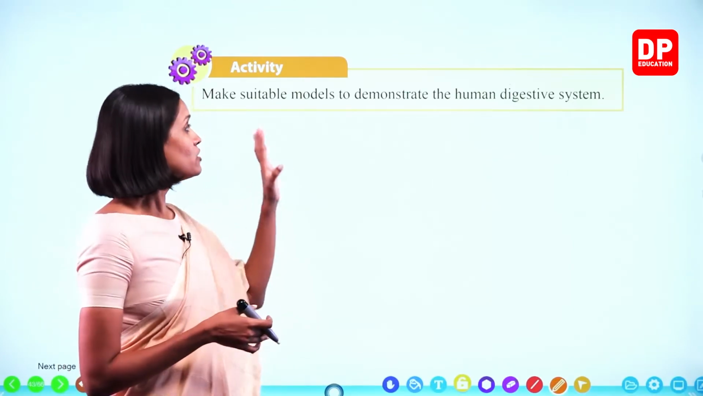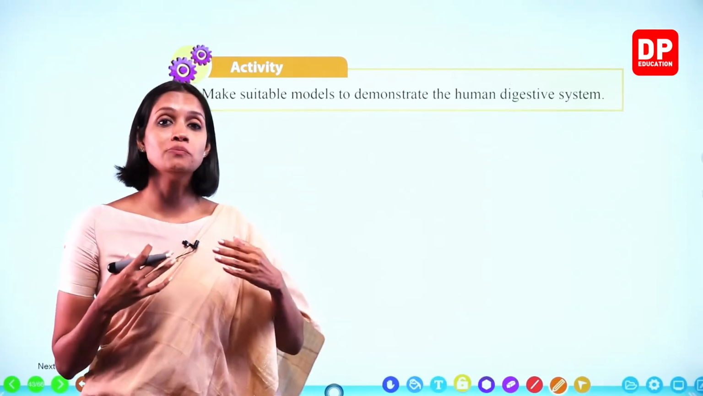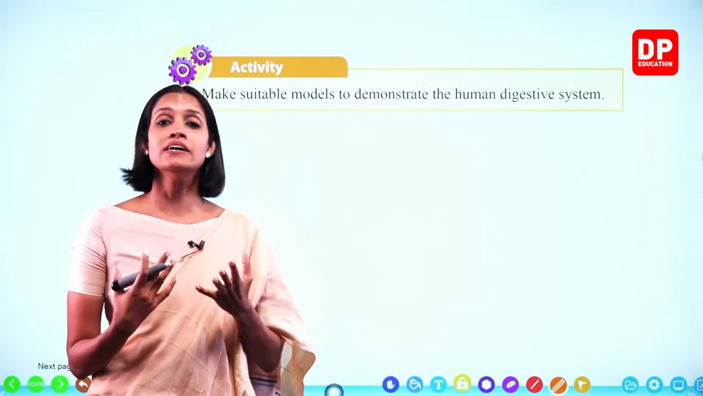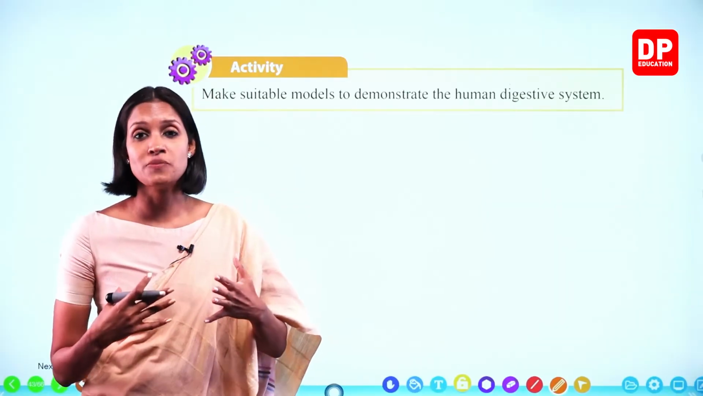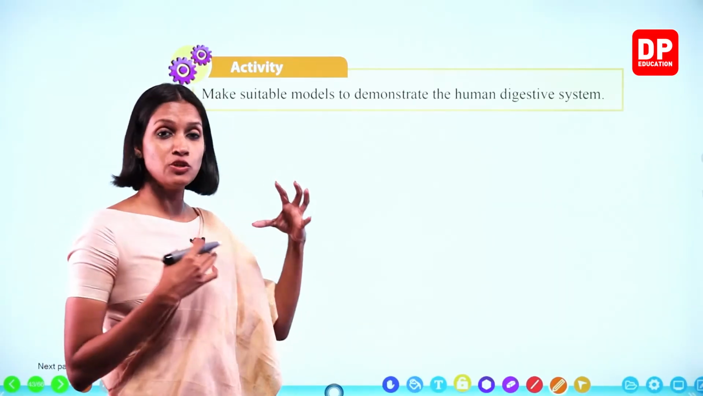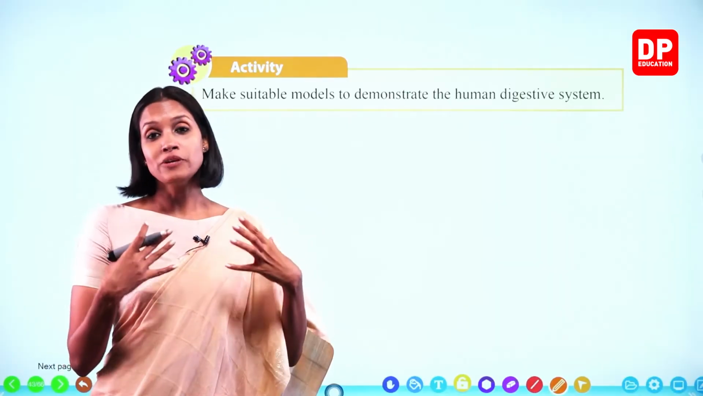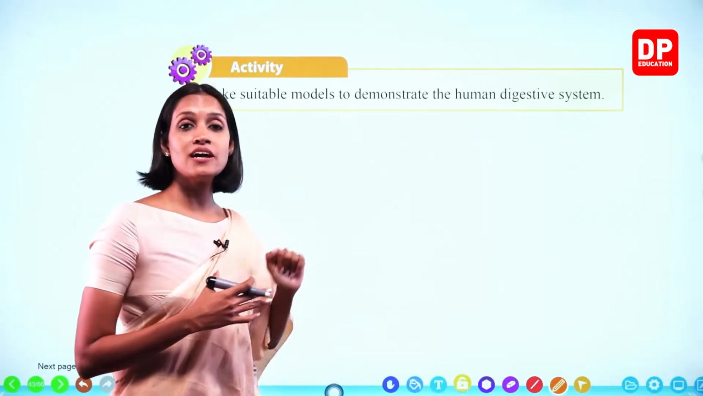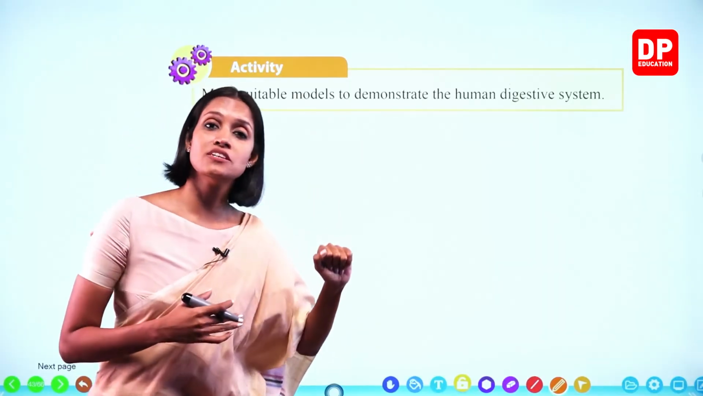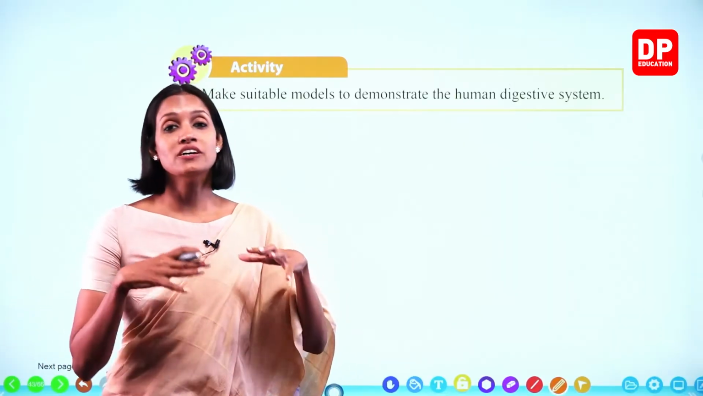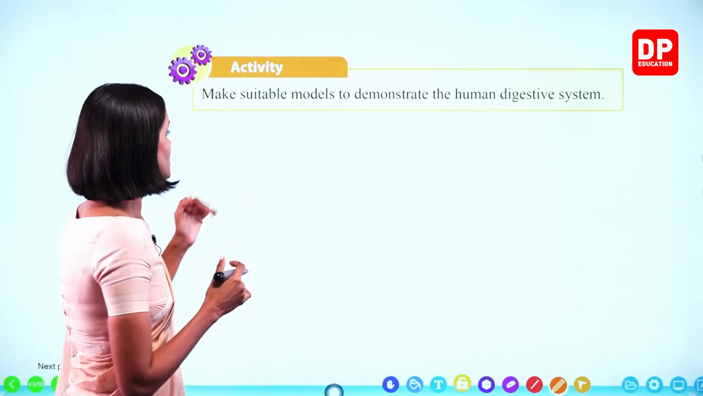Right? So when you make models like this, you can improve your knowledge on the digestive system, especially about the different shapes of different organs. Now, when you consider the organs, they are different from each other. Therefore, when you make models related to activities like the digestive system, you can get a better understanding of the shape of the organ. Right? Okay, let's consider now.